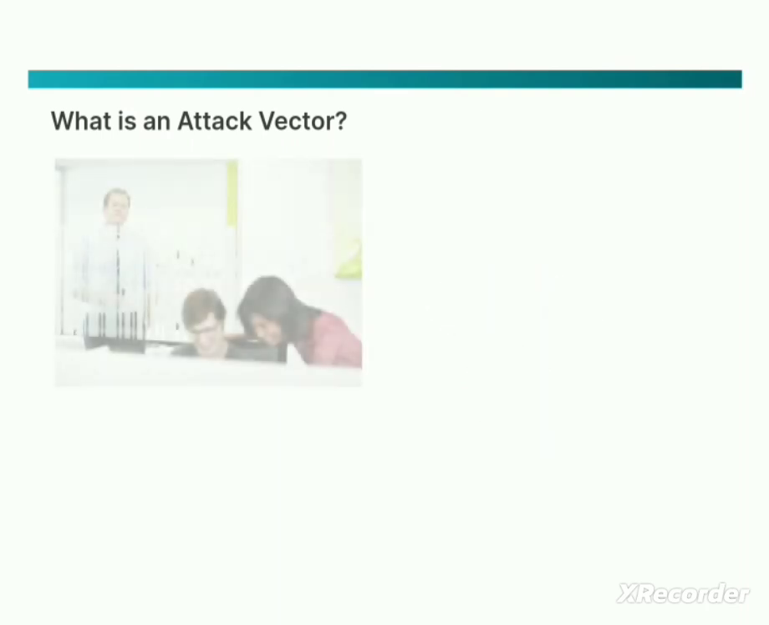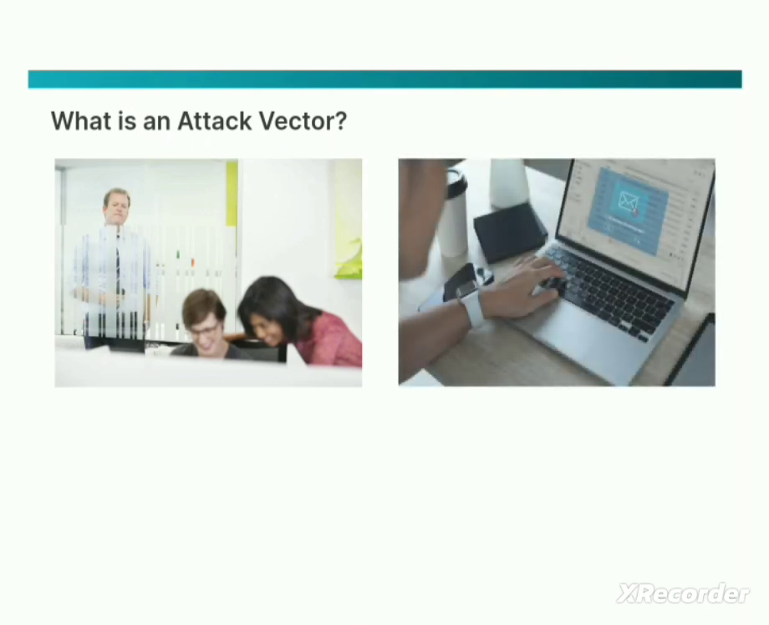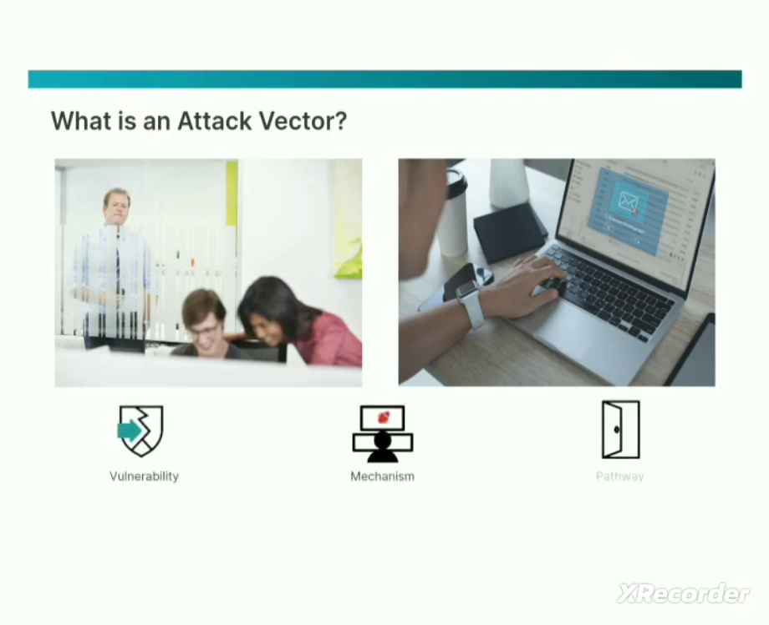As you saw in a previous lesson, bad actors can tailgate to access restricted areas, or spearfish a user to exploit their network privileges. Remember that an attack vector has three components: a vulnerability, a mechanism, and a pathway. The pathway enables a mechanism to access the target.